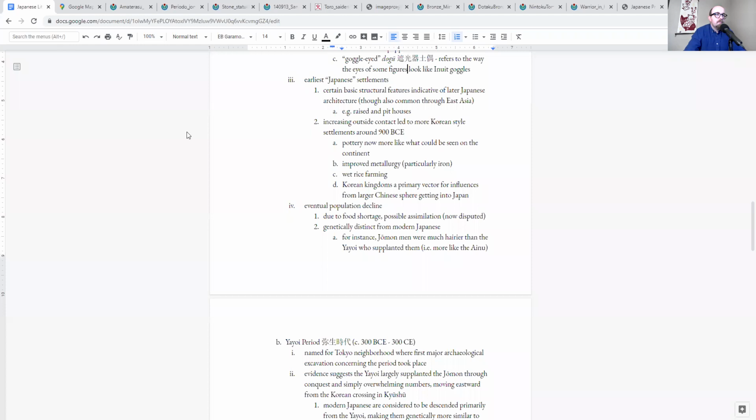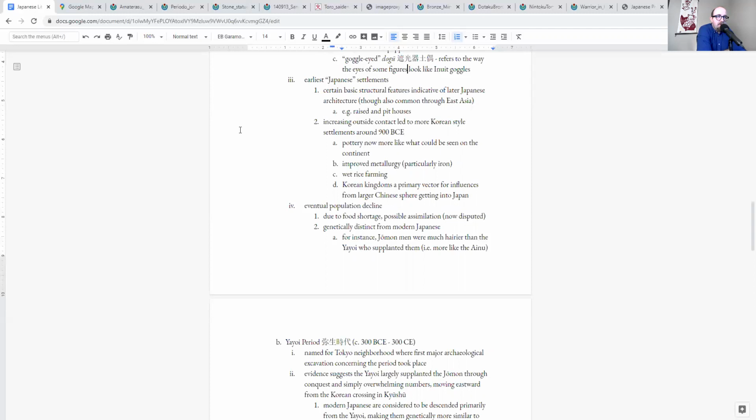And so this has a number of important effects. Pottery is now no longer exclusively that cord-marked style that is distinct in Jomon pottery. You now start to see pottery that is more like what could be seen on the continent. You see far improved metallurgy, so you start to see iron in particular being used in the archipelago. Also the practice of what is called wet rice farming. Now, this is different from paddy farming. Paddy farming is a form of wet rice farming, but rice farming becomes much more common in the archipelago, largely through agricultural technology brought to Japan from Korea.